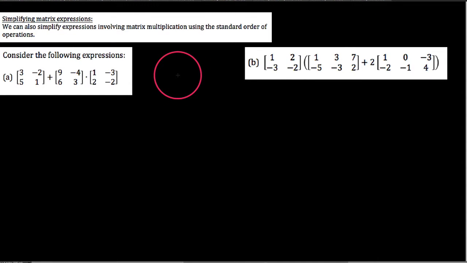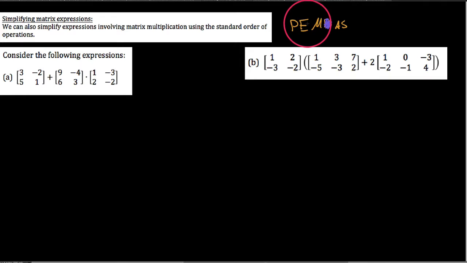Okay guys, in this video we're going to be using what we know about matrix operations, including all operations, that's addition, subtraction, scalar multiplication, as well as matrix multiplication, in order to simplify matrix expressions. And you notice that I write here, it says we can also simplify expressions involving matrix multiplication using the standard order of operations. That's going to be one of the big ideas of this video, this idea that the standard order of operations applies to real numbers, but this also applies to matrices, even though there is no such thing as matrix division.